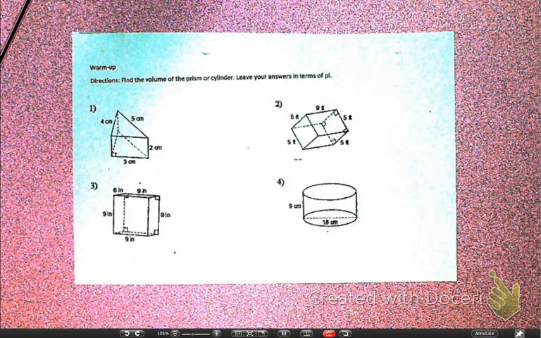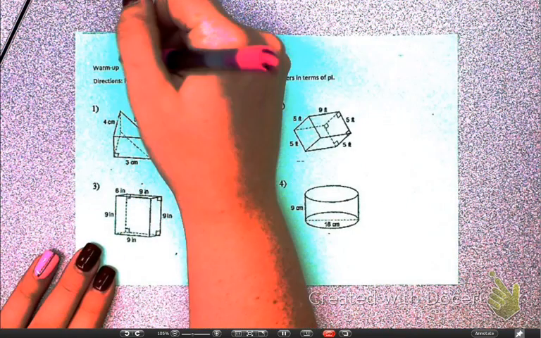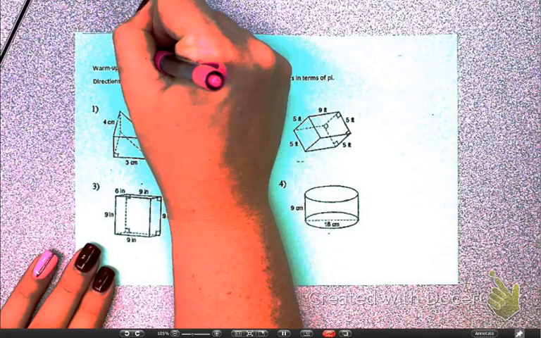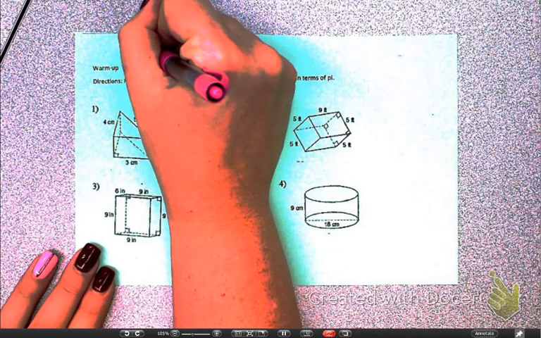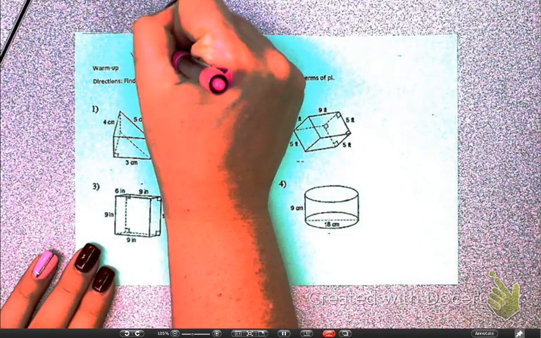A review from Monday's notes. Listen carefully to my question before you answer. What is the general formula for volumes of cylinders and prisms? The general formula for volumes of prisms and cylinders: V equals big B times H. Okay, big B times H.